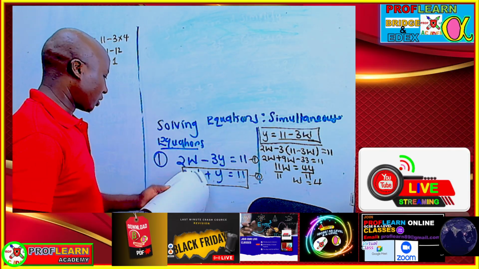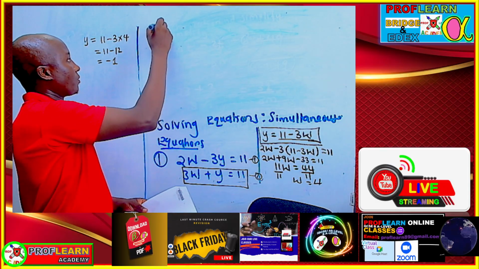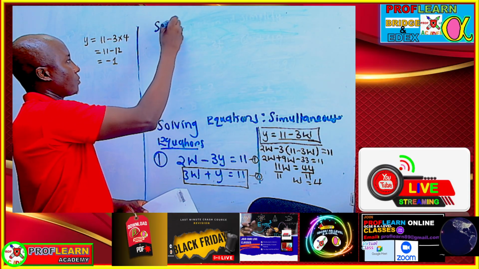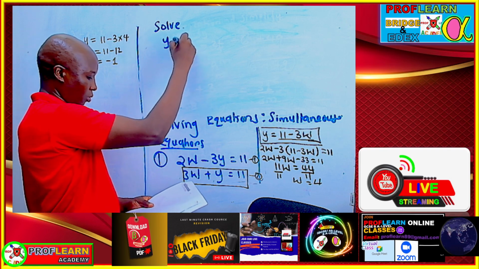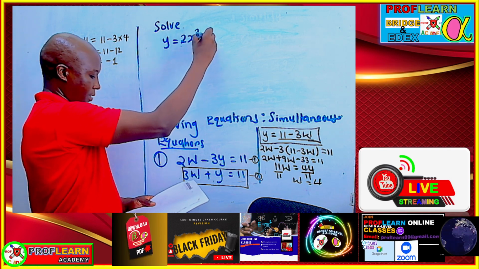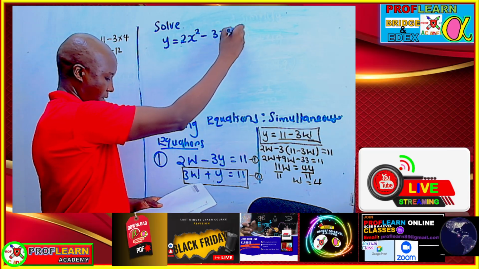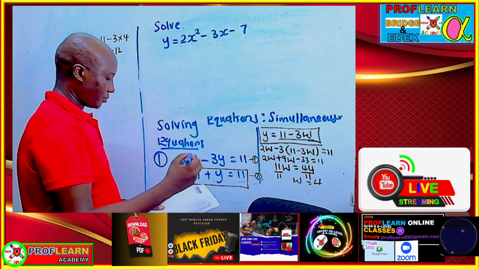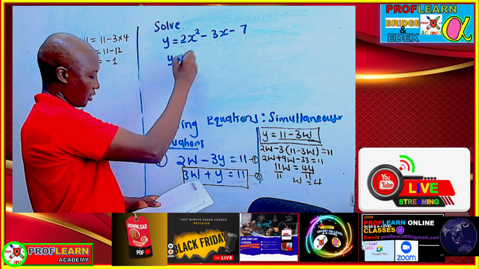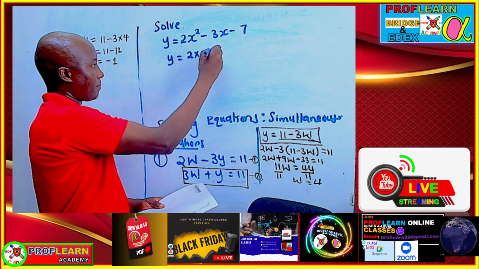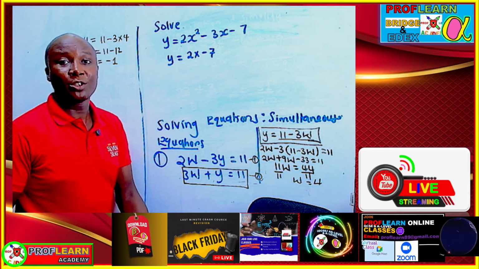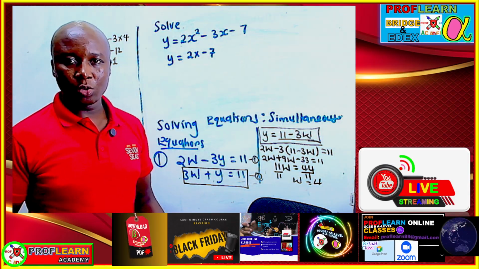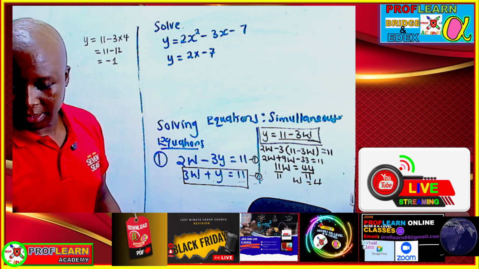Now you are told, solve the simultaneous equations. You are given y is equals to 2x squared minus 3x minus 7, and y is equals to 2x minus 7. So you are supposed to solve these simultaneous equations. What are you supposed to do? And what can you do in order to solve this kind of equation?